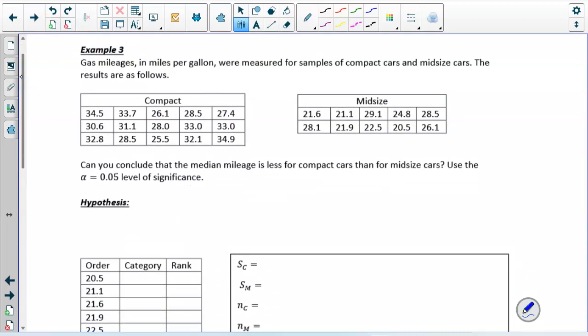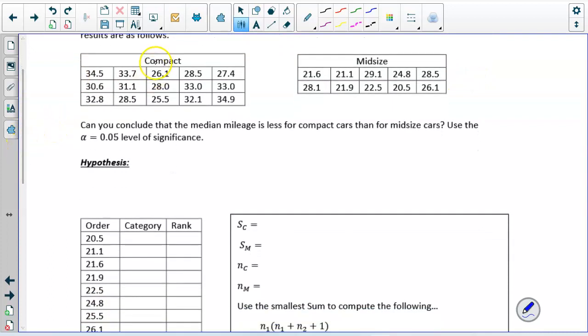And I feel like we can check stuff together, but I'm not necessarily going to go through this whole one. Is that okay? Because it's the same thing over and over. So gas mileages in miles per gallon were measured for samples of compact cars and mid-size cars. The results are as follows. So how many compact cars? We have 1, 2, 3, 4, 5 by 1, 2, 3. So my sample size for compact is 15. Size 2, 4, 6, 8, 10.